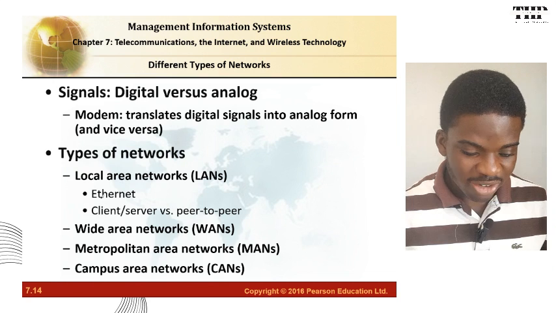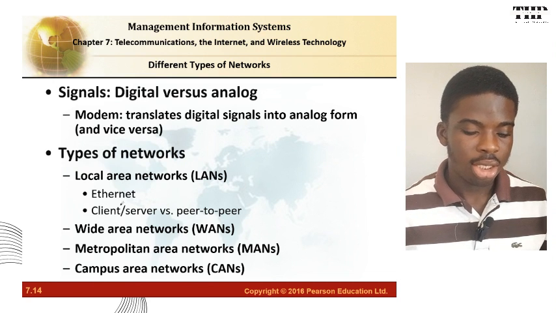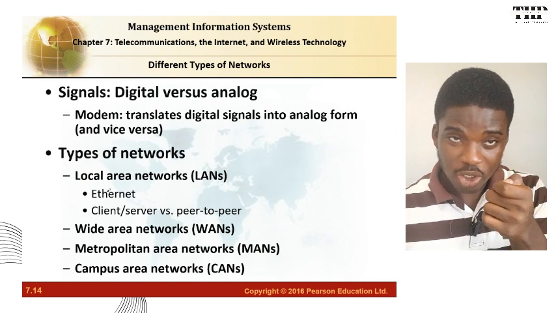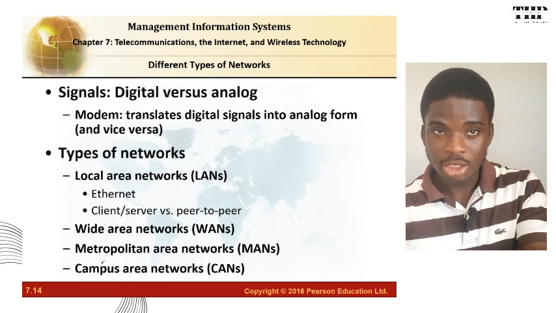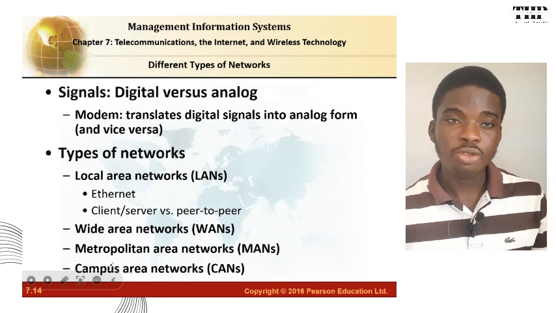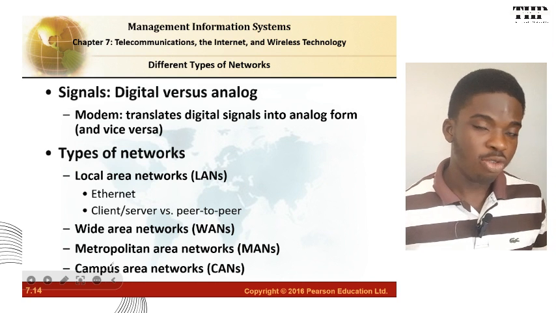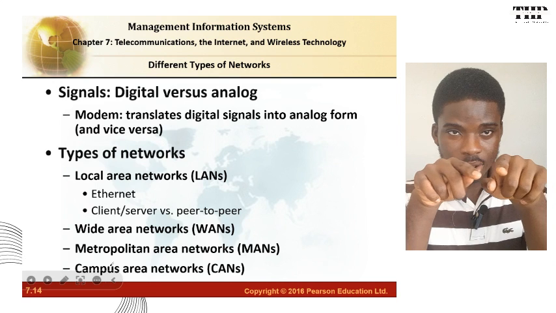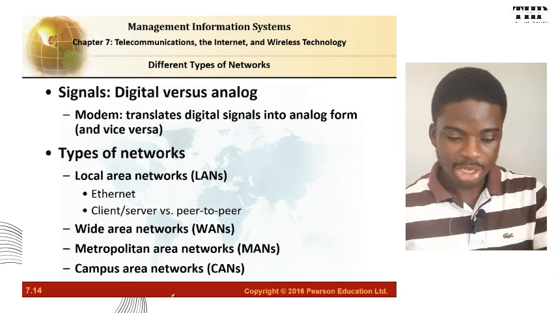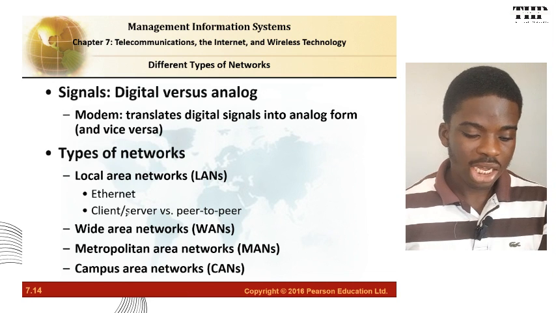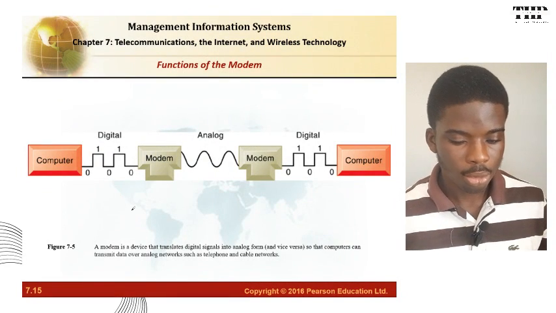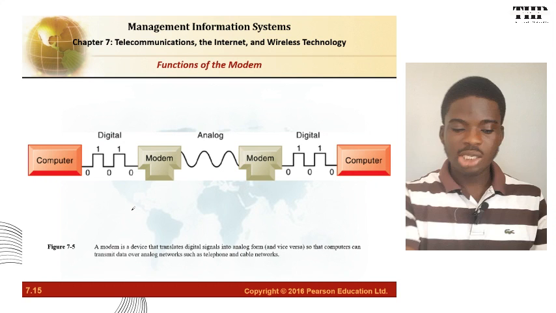Local area networks have the Ethernet. Ethernet, you see that there are cables that are used to connect to the internet. If you have a laptop, you can check if you have one. It looks like the telephone cable. That's the internet cable. Now, there's also client server versus peer to peer. Anyway, let's break that down.